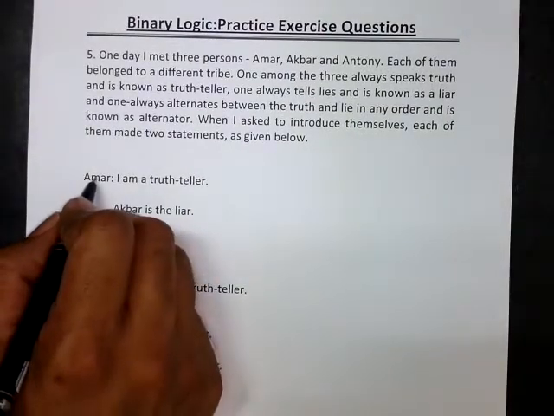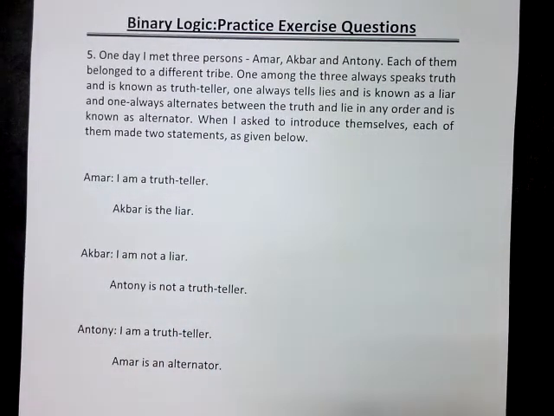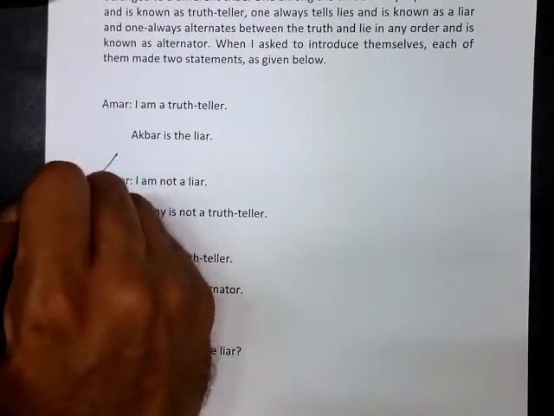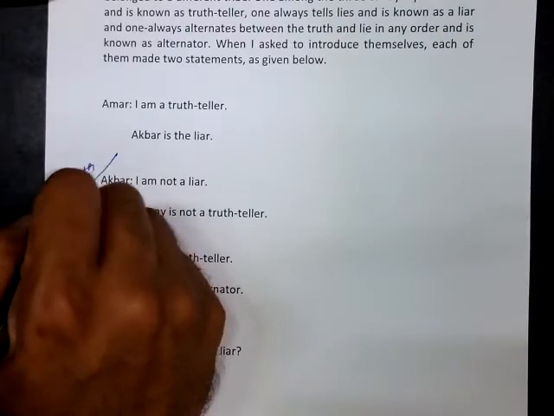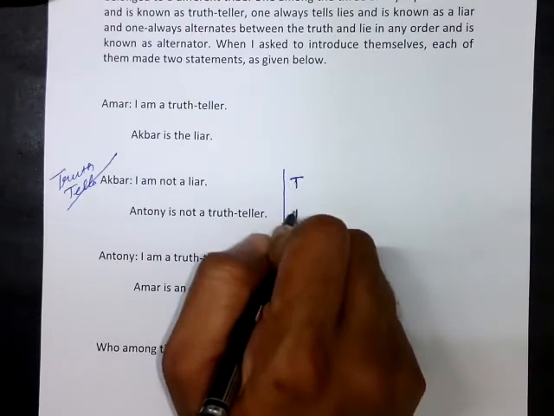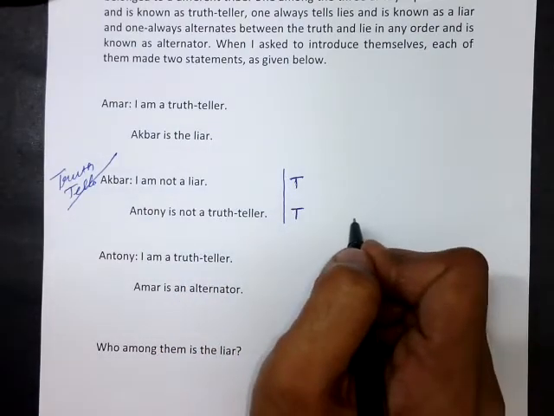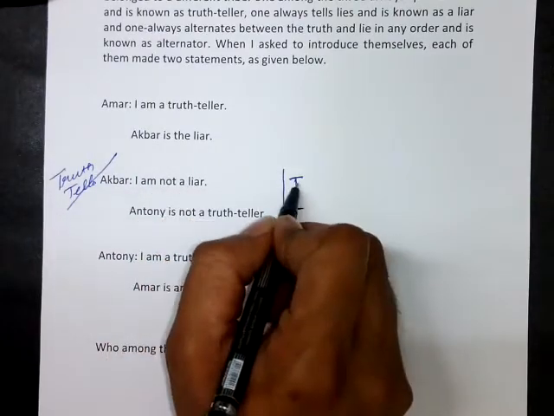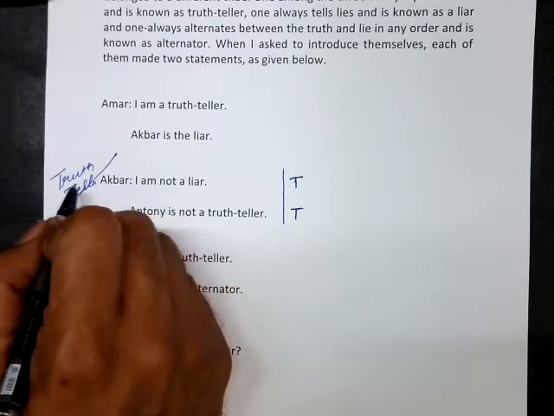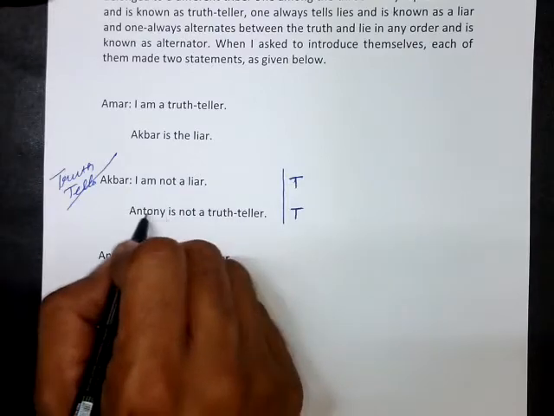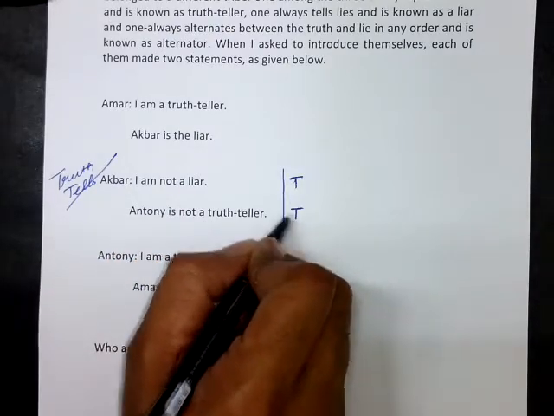Let us continue with the iteration method. We considered Amar to be the truth teller, then we saw a logical inconsistency or a conflict. Now, let me assume Akbar to be the truth teller. Then the first statement is true, the second statement is also true. Let us see whether there is any logical inconsistency here. "I am not a liar" is true, no problem, because Akbar being a truth teller, no inconsistency. "Antony is not a truth teller" appears to be true.